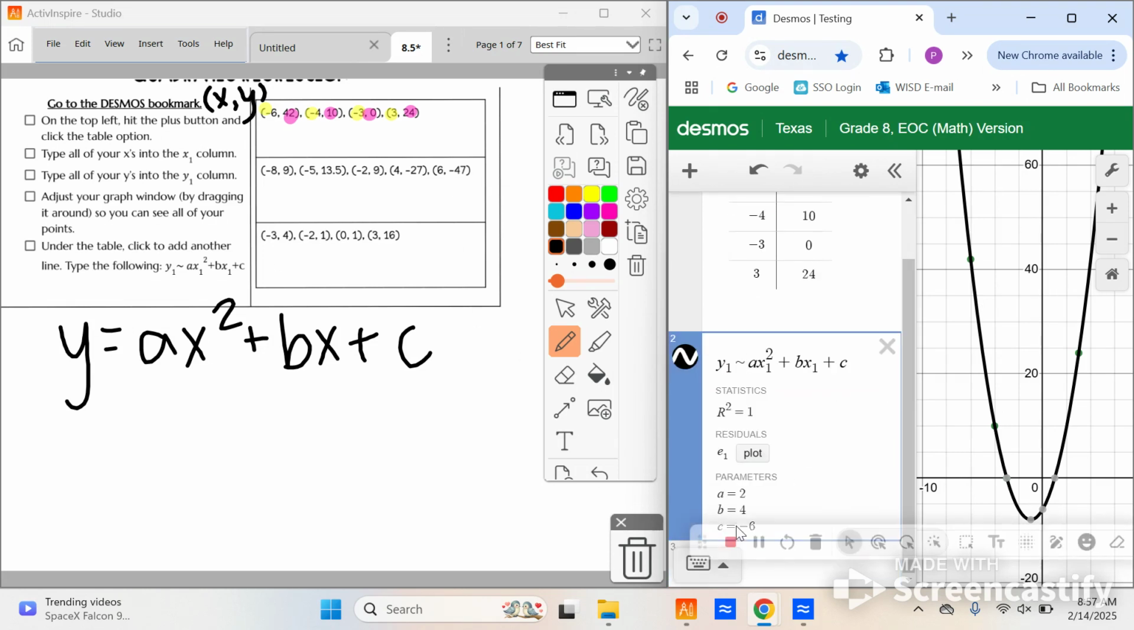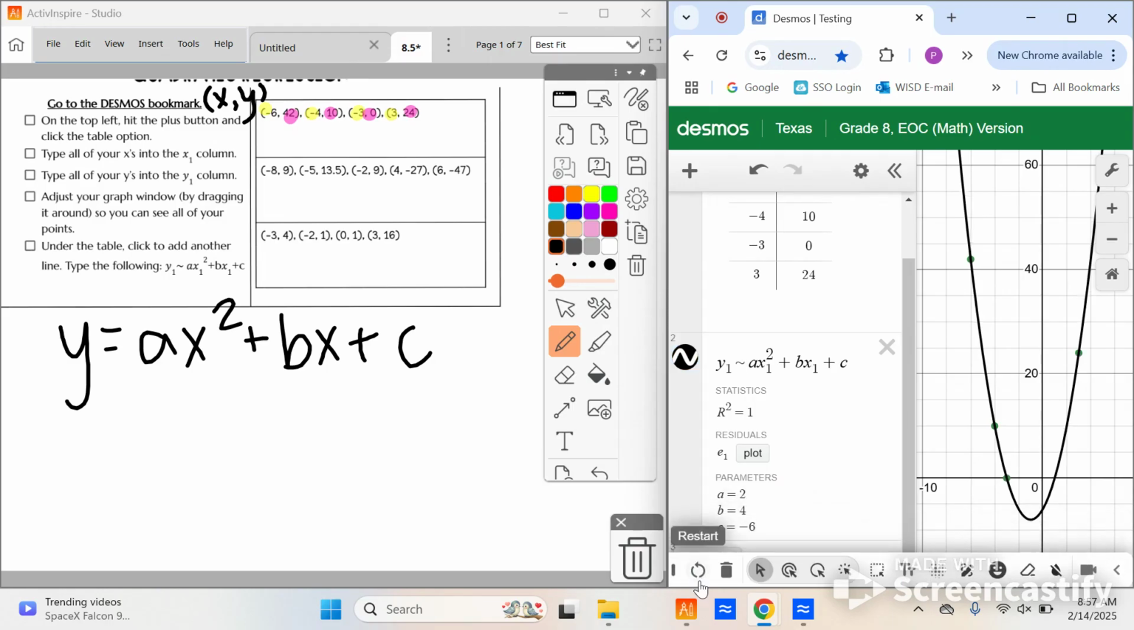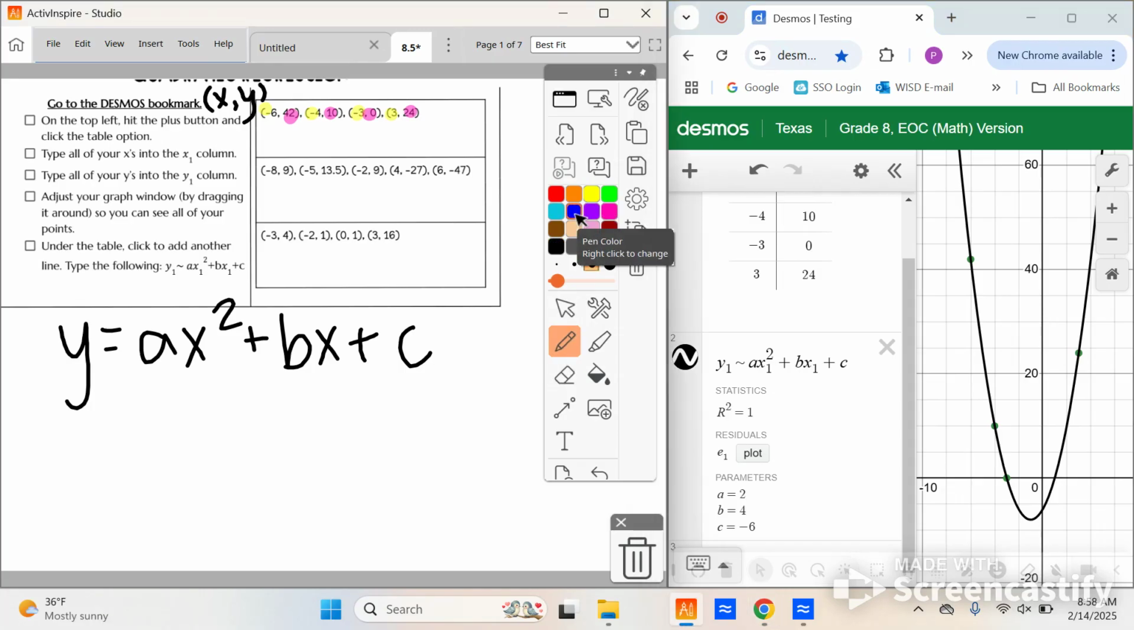Now, if I scroll down, it gives me the a value, the b value, and the c value. So I'm going to write my equation with that a, b, and c value. So y equals, a is 2, so 2x squared, plus b, which is 4x, plus c, which is a -6. So instead of doing plus a -6, I'm going to do minus 6. So y equals 2x squared plus 4x minus 6.